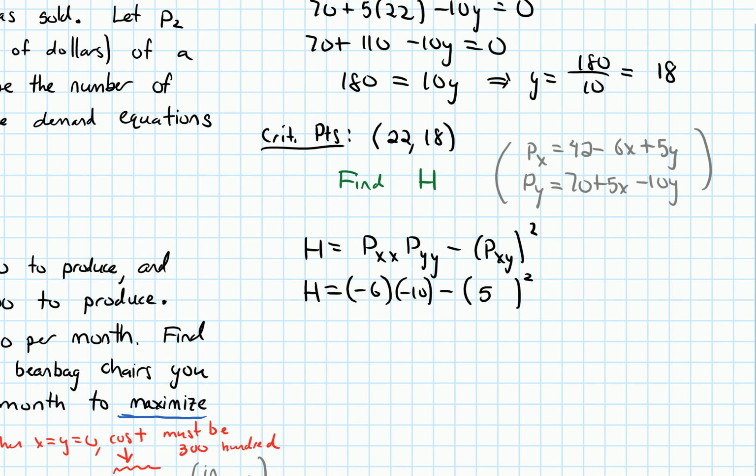By Clairaut's theorem, even if I had looked at py first and then done the partial of that with respect to x, I would expect to get the same thing. And if I did that, I do get 5, which is good. Now simplifying, this is 60 minus 25, which is 35. What we care about the most is that it is a positive number. So I'm going to make my table of critical points, the value of H, the value of pxx, and the conclusion.